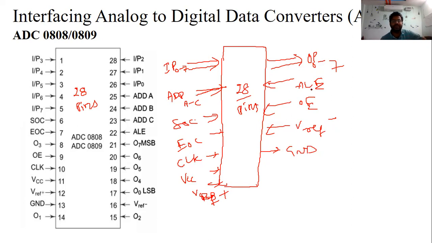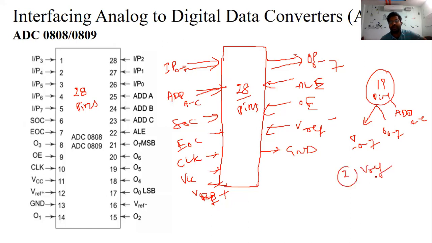You see, it's very easy. Out of this, 19 pins are dedicated to the input 0 to 7, output 0 to 7, then ADD A to C. So 19 pins. The remaining 9 pins are 2 for V reference, then ground, VCC, ALE, SOC, then EOC. This is the way to remember the pins.